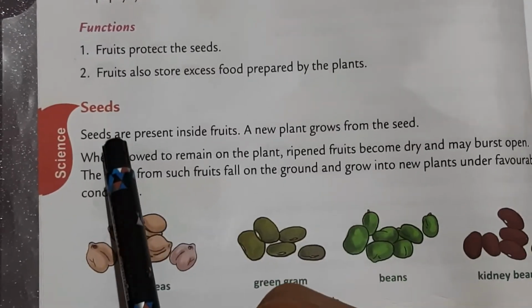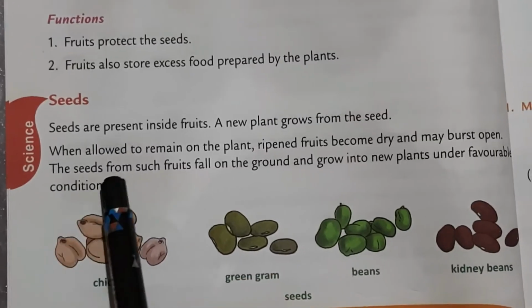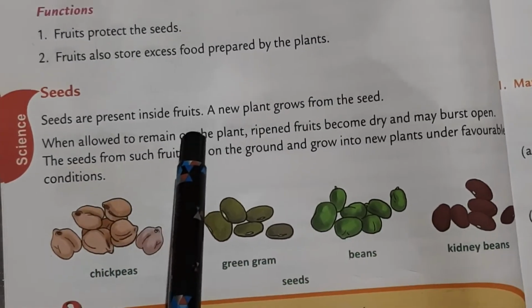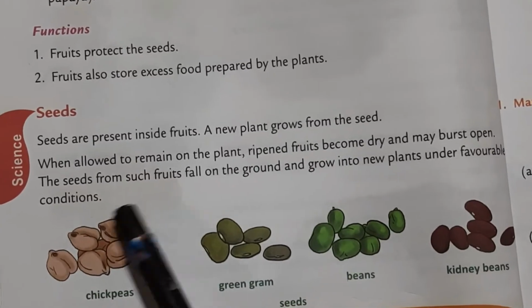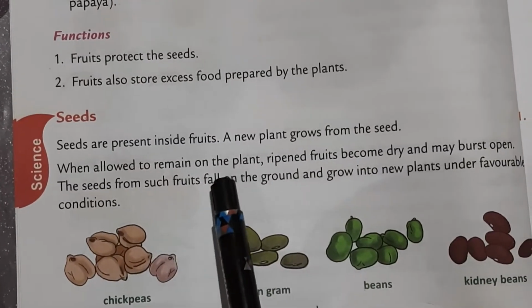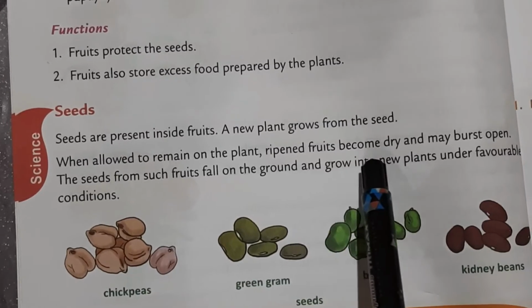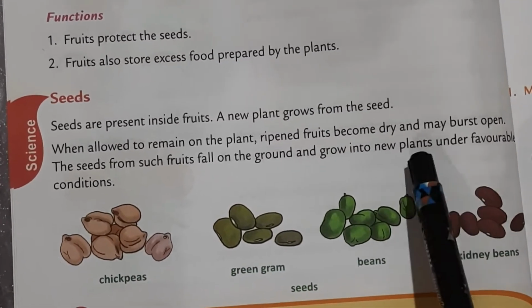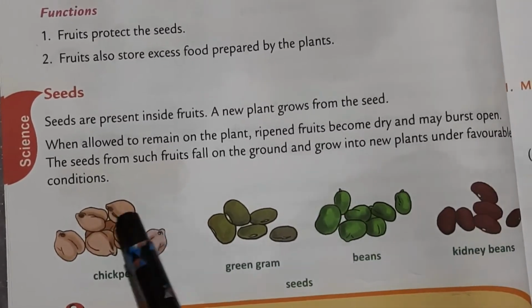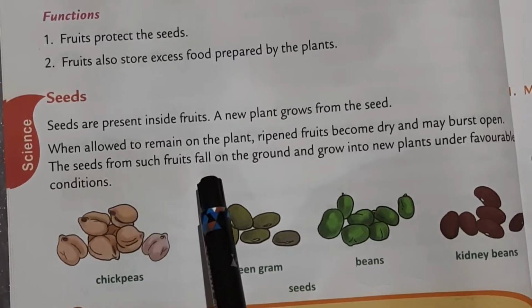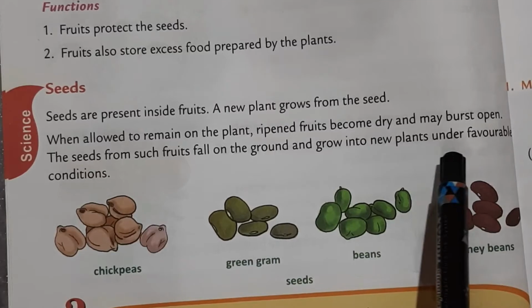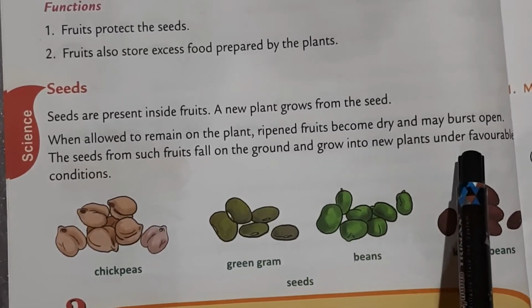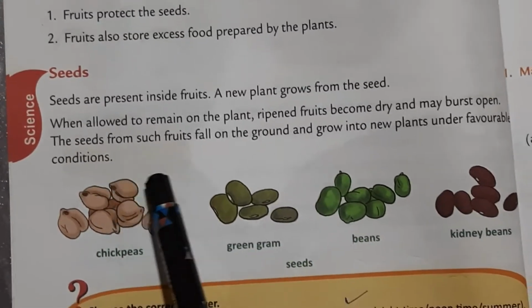The next part of the plant is seeds. Seeds are present inside fruit. A new plant grows from the seed. When allowed to remain in the plant, ripened fruits become dried and may burst open. The seeds from such fruits fall onto the ground and grow into new plants under favorable conditions.